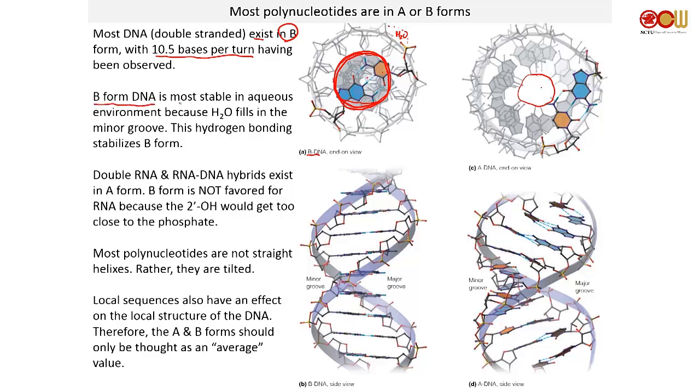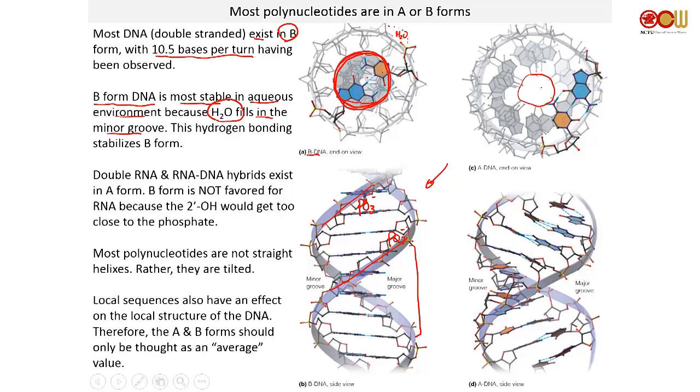B form DNA is most stable in aqueous environment because water can fill in the minor groove. Okay, let's take a look at this bottom left picture. What's the minor groove? What's the major groove? This part is the major groove, and this part between the two sugar backbones is the minor groove.